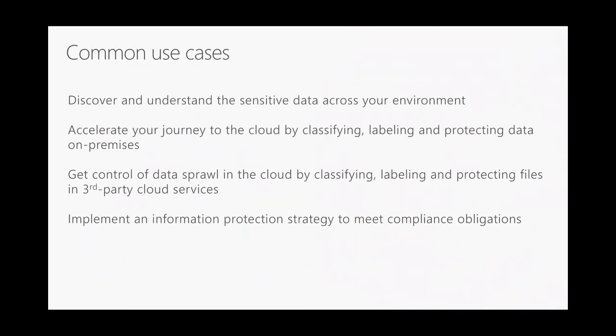Second one is, I already have classification, labeling, and protection techniques and technologies that I've implemented on-prem, but guess what? My organization is moving to the cloud. You have embraced M365, you've embraced Office 365, and you want to accelerate your journey by seeing the same thing happening on all of your data in the cloud as well. And you want to do this by making sure that you have classified, labeled, and protected all of your data on premises before it heads to the cloud, so that you don't have to do this double work. And we offer a bunch of functionality there.